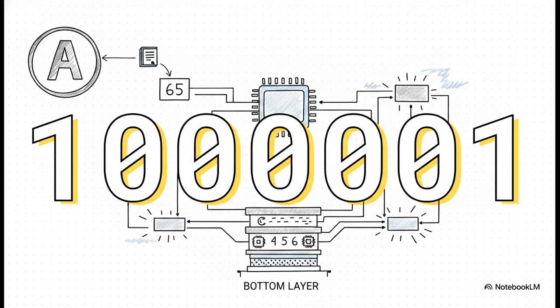So remember our uppercase letter A, the one our encoding dictionary translated to the decimal number 65? Well, to make that A physically exist inside those transistors, that decimal 65 has to be converted into this exact 7-bit binary string: 1, 0, 0, 0, 0, 0, 1. This is it. This is the absolute rock-bottom layer of the digital world.